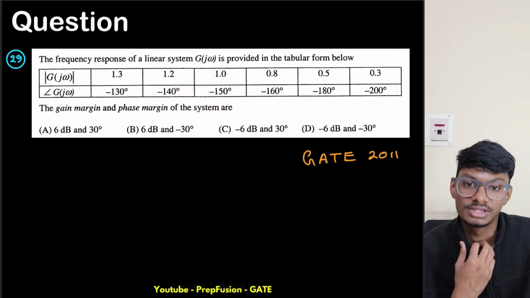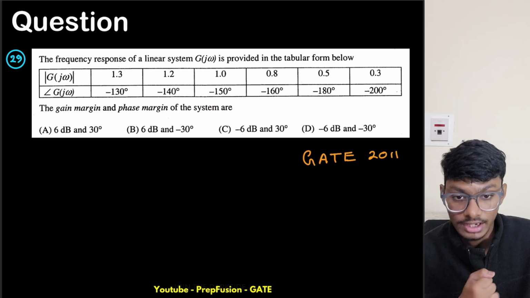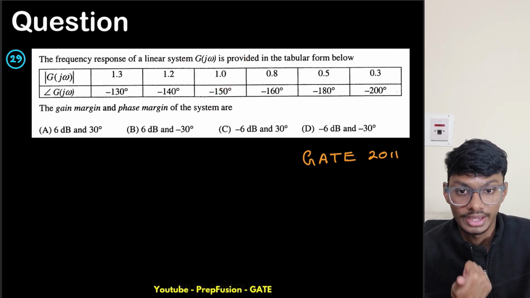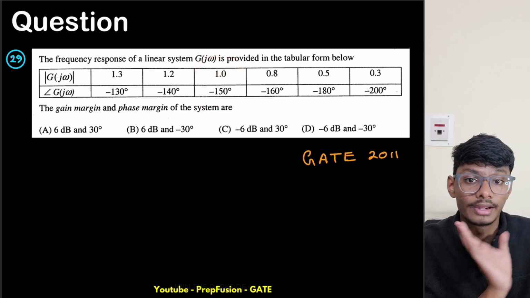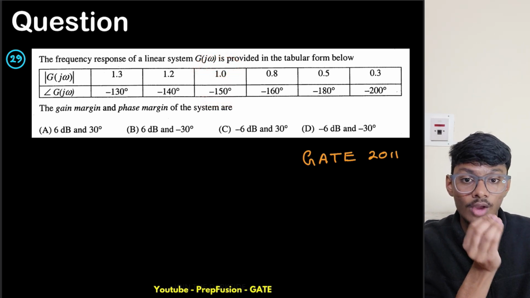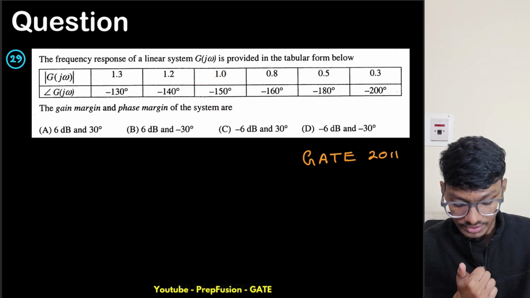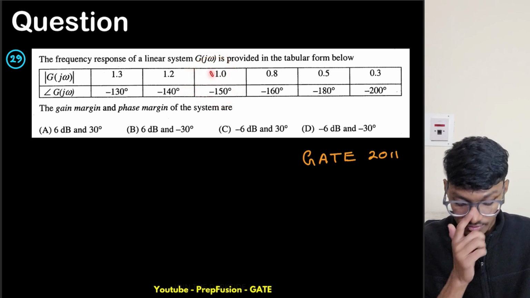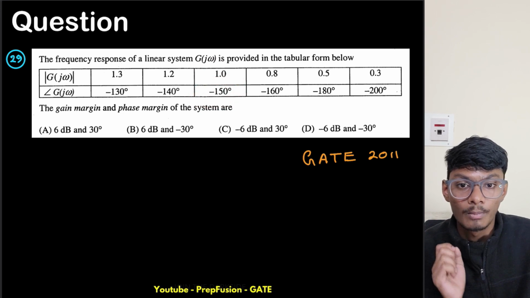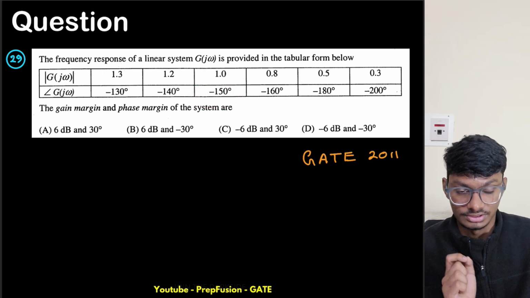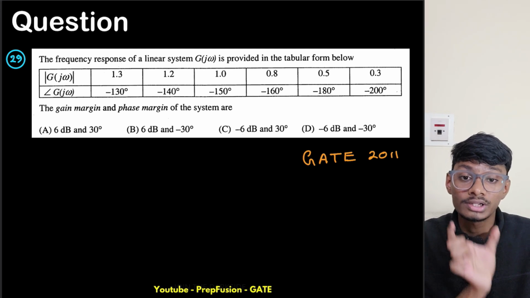The amount of phase lag that I need to add when my gain is 1, right? So how much phase lag do I need to add? Phase lag means the amount of negative angle I need to add. So this is minus 150 when my gain is 1. So I have to add minus 30 degrees with it, right? Minus 30. So what is the amount of phase lag I need to add? I need to add 30 degrees.